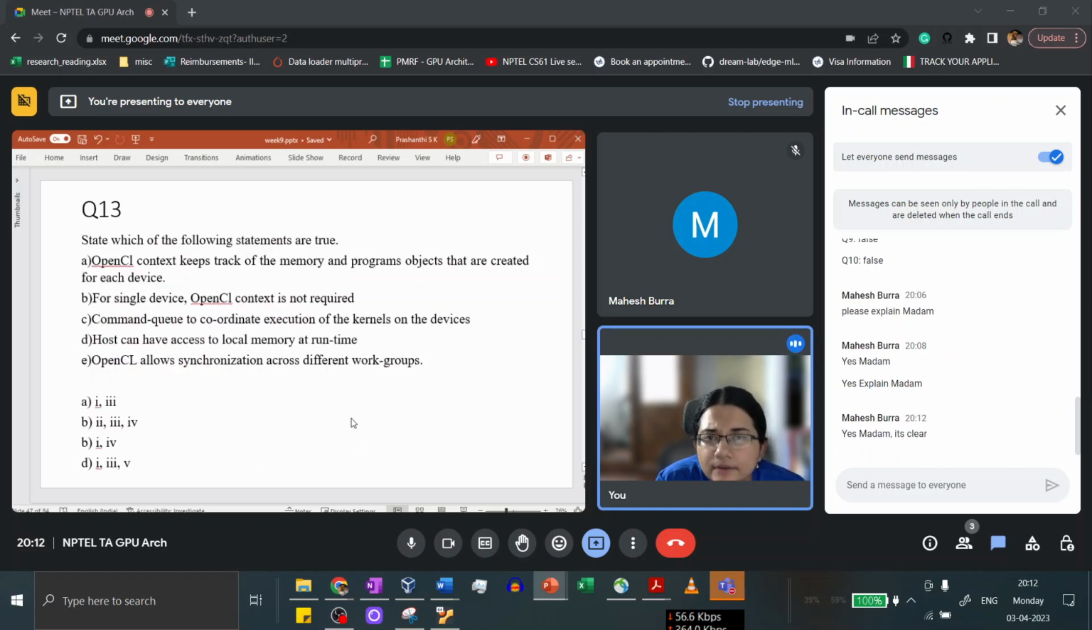So let's go to one last question. Which of the following are true? OpenCL context keeps track of memory and program objects. For a single device, OpenCL context is not required. Command queue to coordinate execution of the kernels on the devices. Host can have access to local memory at runtime. OpenCL allows synchronization across different work groups. So we've looked at some of these in isolation. Here we are asked about all of these together, so I think it's straightforward. You can take a minute and tell me which ones are true.